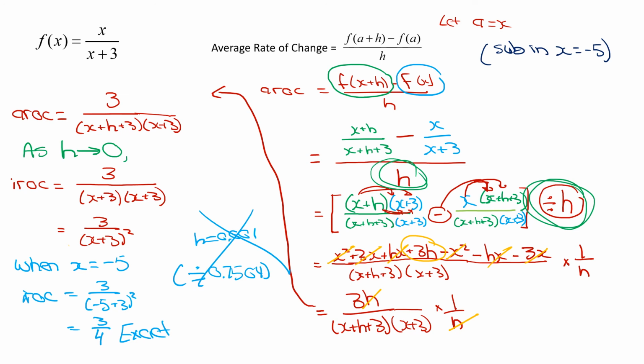If we had a graph, I'm not going to graph the rational function, but when x is -5 right here, I know that the slope of the tangent line of that function when x is -5 is exactly 0.75 or 3/4. So we have the exact answer there, and that's the instantaneous rate of change. There's no approximation symbol on it. That's exactly what it is. So that's your algebraic manipulation.